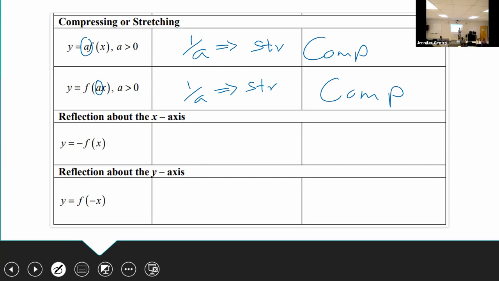Reflection. Your negative is with your y. Where are you reflecting it? I mean, it kind of tells me that, right there. But I can't read that, so I don't know.